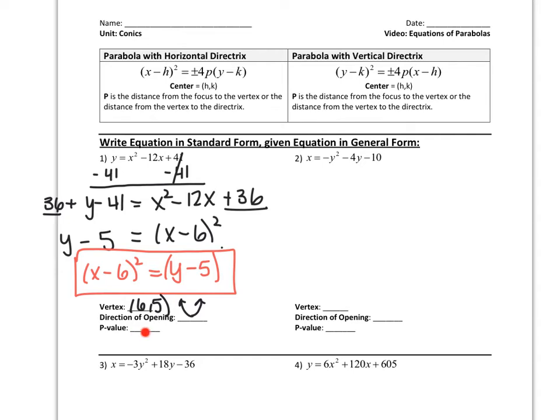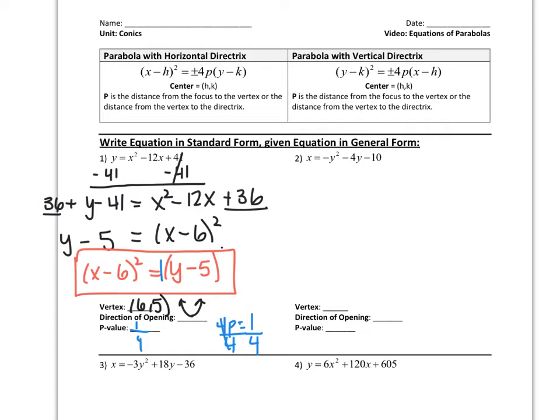Now, what is the p-value? That's a little interesting. We know in front of the parentheses it's 4 times p. So we can make a tiny little equation here, that 4p is equal to 1. And if we divide by 4, we get p is equal to 1/4.